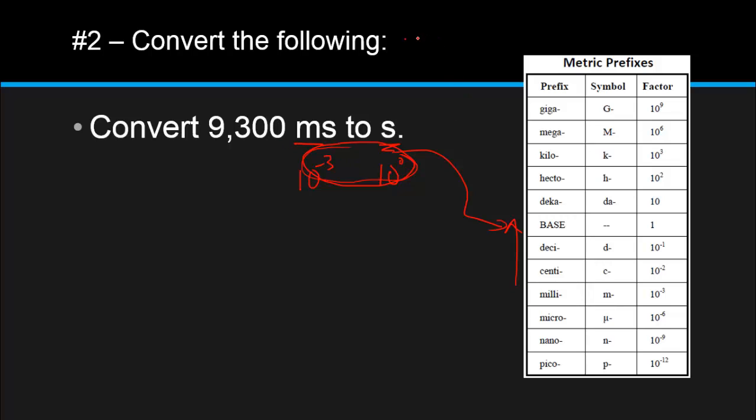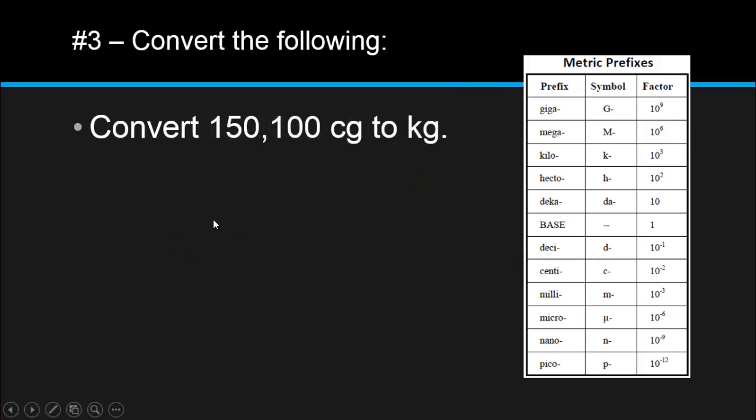And don't forget our little stair-step thing. When you move up the chart, you move to the left. Okay, so we're going to move this 3 to the left, and the decimal point technically starts right here, so now it's 1, 2, 3. So you end up with 9.3 seconds is the answer to this one. Okay, number 3, do the answer, enter it, and play on to see the answer.